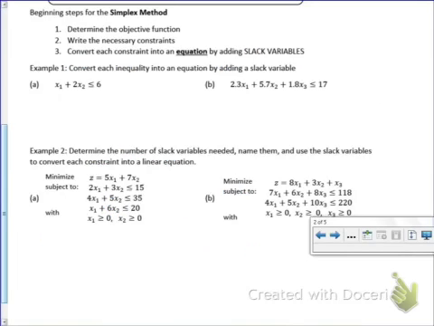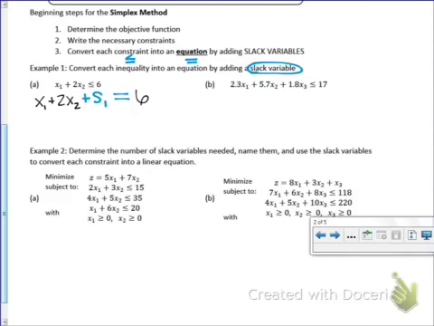Okay, so this says convert each inequality, so that's the ones with the less than or equal to, to an equation, which is our equal to, by adding that slack variable. So we're going to do one at a time here. So this is just one equation. It's going to have one slack variable. The x part doesn't change. And all we're going to do is add S1, change it to an equal sign instead of less than or equal to, and then bring that 6 down. So all we did was insert one slack variable.